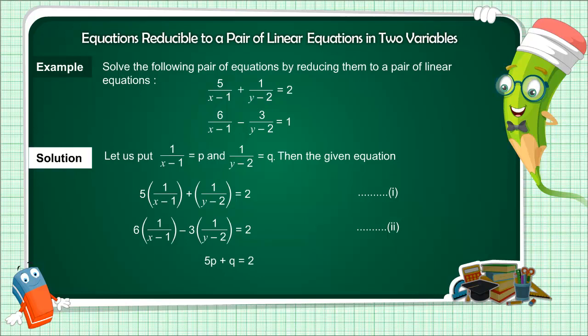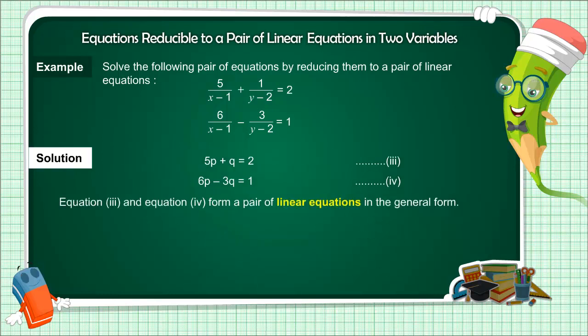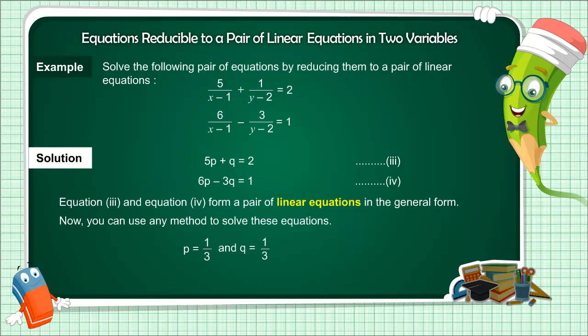Can be written as 5p plus q equals 2. This is our third equation. 6p minus 3q equals 1. This is our fourth equation. Equation 3 and equation 4 form a pair of linear equations in the general form. Now, you can use any method to solve these equations. We get p equals 1 by 3 and q equals 1 by 3.